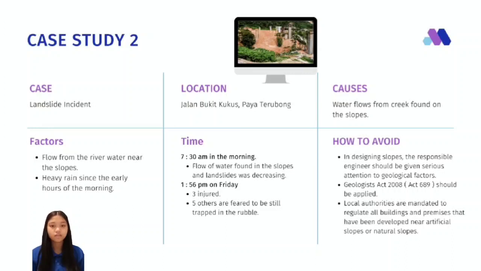There are 3 ways to avoid slope failures. Firstly, in designing slopes, the responsible engineer should give serious attention to geological factors. Secondly, the Geological Act 2008, Act 689, should be applied. And thirdly, local authorities are mandated to regulate all buildings and premises that have been developed near artificial slopes or natural slopes.